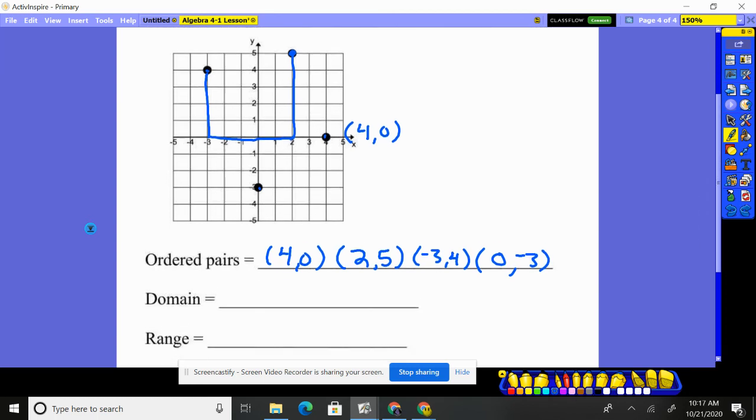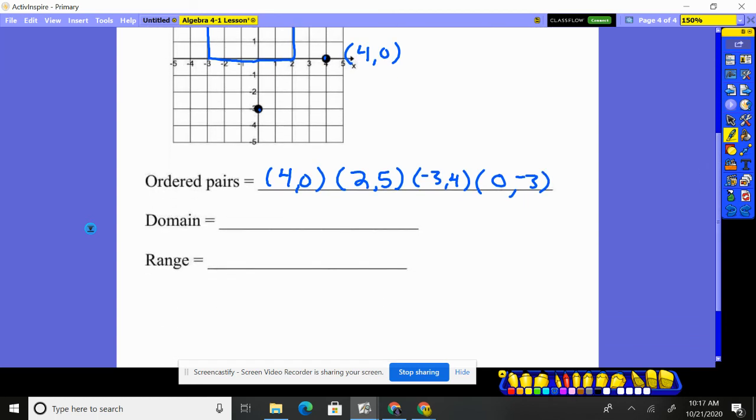Now that we have these ordered pairs, what's our domain? Domain, what did we say that is? Oh, that's just the x value. So we have 4, 2, -3, and 0. And yeah, we could put them in order, but we don't need to. Not worried about it. The range, the y values. Well, we have 0, 5, 4, and -3. There's a little bit that deals with the coordinate grids or Cartesian planes and graphing and dealing with the domain and range of the graph.